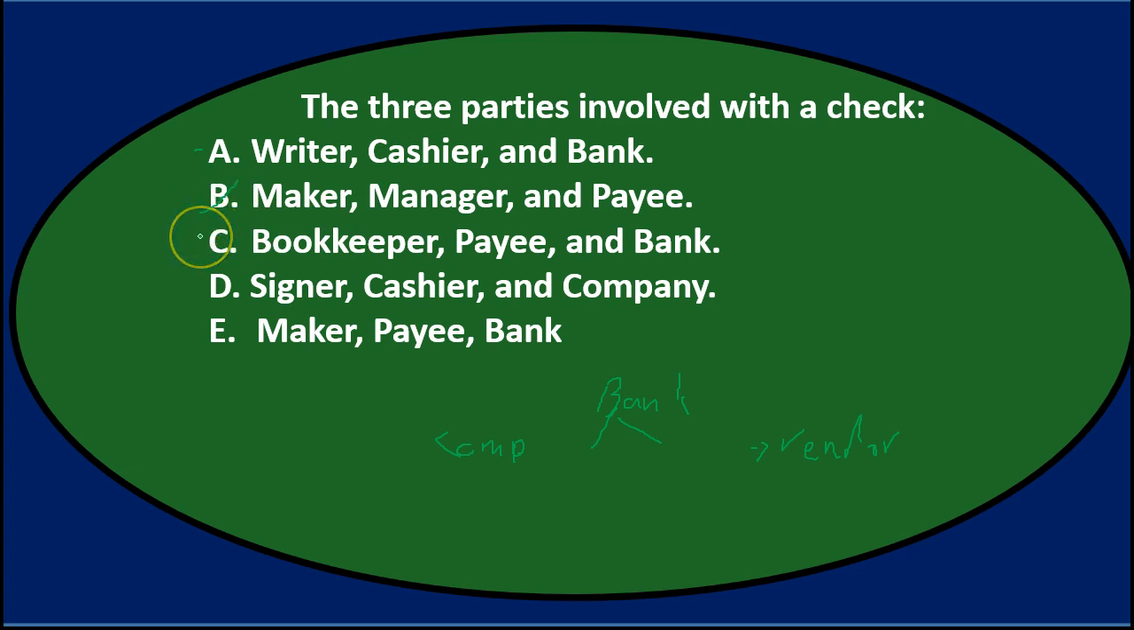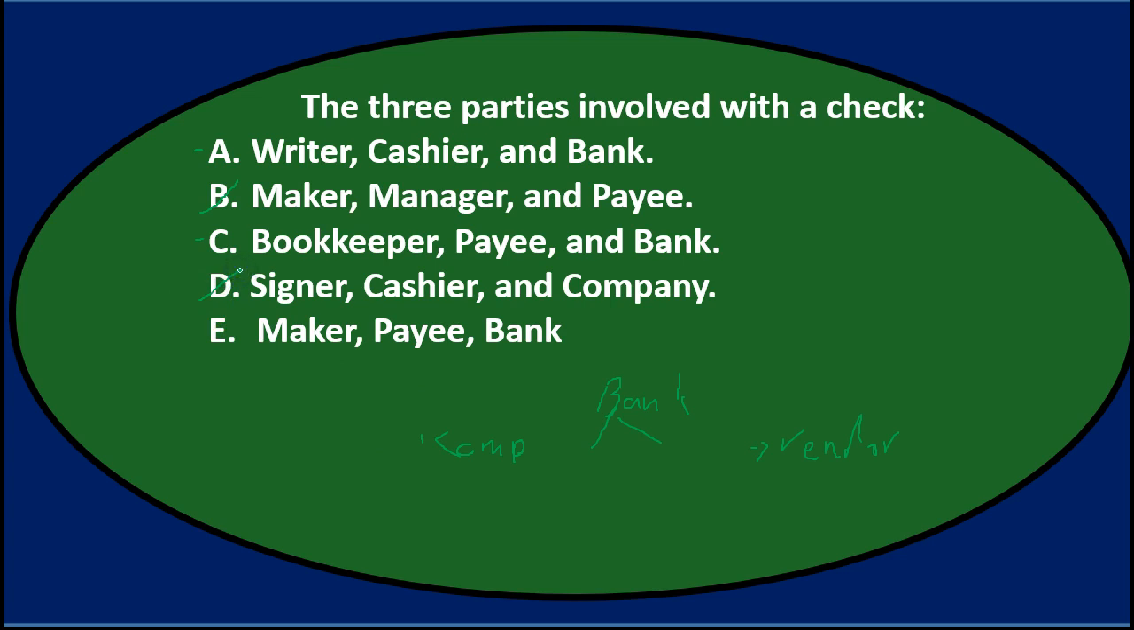C says it's going to be the bookkeeper, the payee, and the bank. So, it's kind of possible, but I'm not sure if the terminology is right. I'm going to keep that for now. D says the signer, the cashier, and the company. So the signer and the cashier and the company, it all sounds like kind of the same entity. It sounds like those are all on this side. We don't see the bank or the person we're writing the check to. So I don't think it's that.